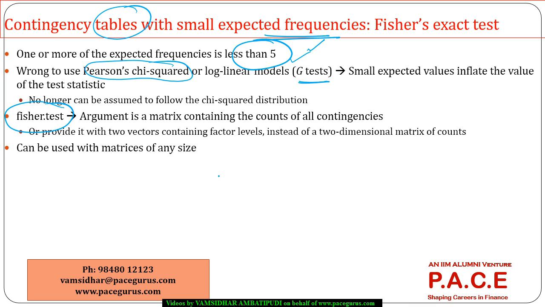Similarly, we do observed into logarithm of observed by expected. If expected is very small, again that ratio will be much higher and the overall value will be inflated very high. So this is where I cannot really rely on the chi-square distribution altogether. In those kinds of cases, it's better that we rely on Fisher's test rather than going ahead with the chi-square test as such. So we can very well use the Fisher test to slightly improvise our test.